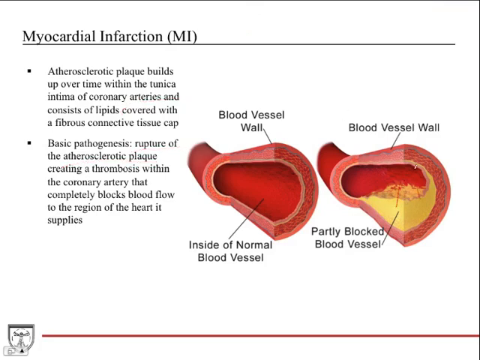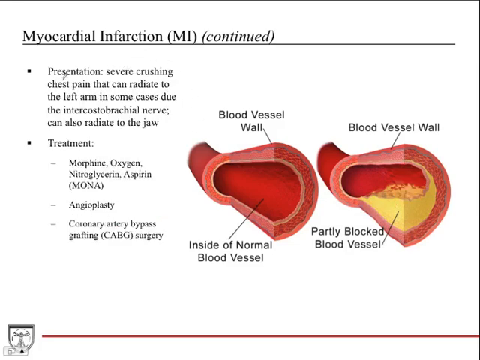So if this were to rupture like this, all the contents leak out and it creates a thrombosis right in this vessel here. And that's what blocks blood flow, and then obviously cuts off blood supply to the region of the heart that is supplied by this artery.